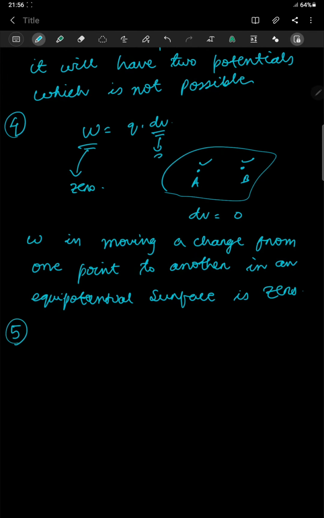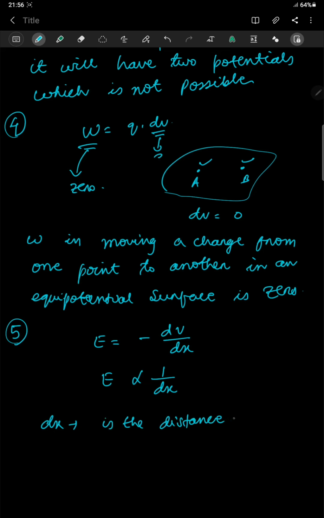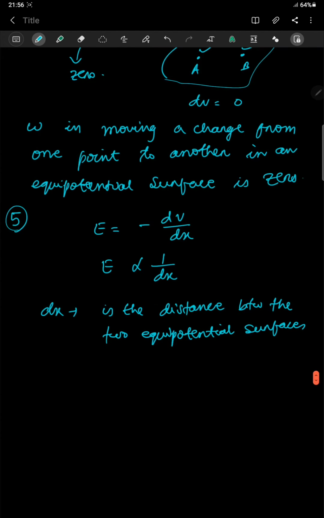Then coming to the fifth one, we know the relation we have just derived, E is equal to minus dV by dx. So from this I can have E is inversely proportional to dx. Then the question comes, what is dx? dx is basically the distance between the two equipotential surfaces. So this is the distance between the two equipotential surfaces.